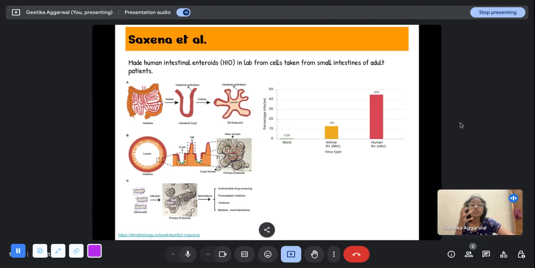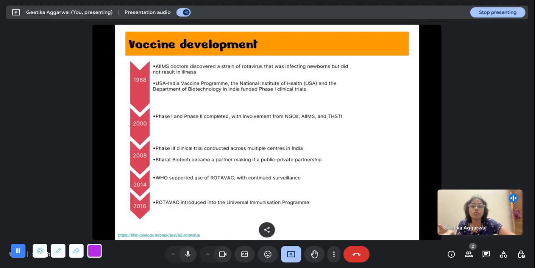Then they wanted to see host specificity in the rotavirus strains. There are a lot of strains of rotavirus, and they wanted to see how specific each is to the host. When they infected the human intestinal enteroids with mock, which does not contain any virus, then with animal viruses, and then with human viruses, you see that in animal viruses the percentage of infection is significantly lower than in human viruses. So these viruses are very host specific, and that is how eventually an indigenous vaccine was developed for rotavirus in India.